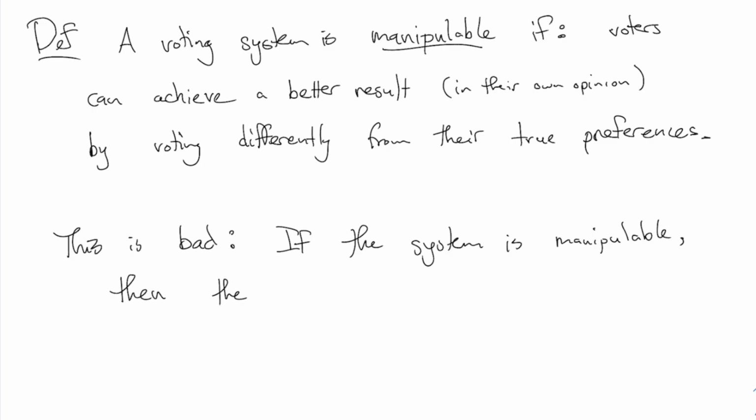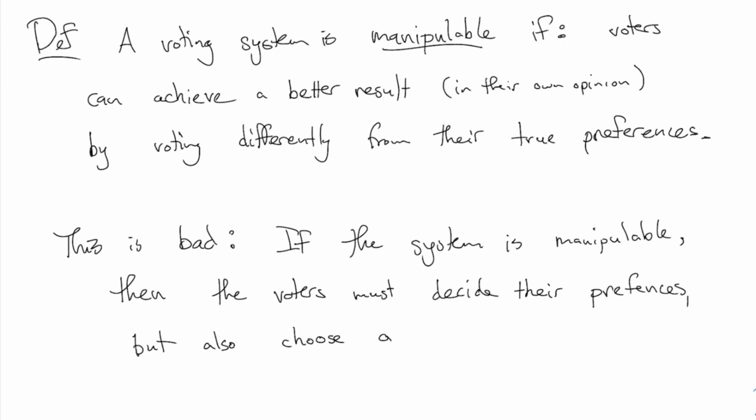So if the system is manipulable, then the voters must decide their preferences, first of all, which is fine. That's what voting is supposed to be all about. So the voters must decide their preferences, which is good, but also choose a good strategy. Because in a manipulable system, you don't always vote for your preferences. Sometimes there's some kind of tactic or strategy you can use to get a better result. All right? And this is generally regarded as bad.